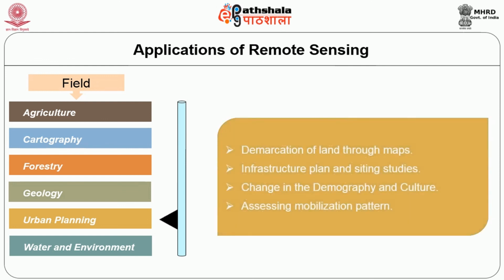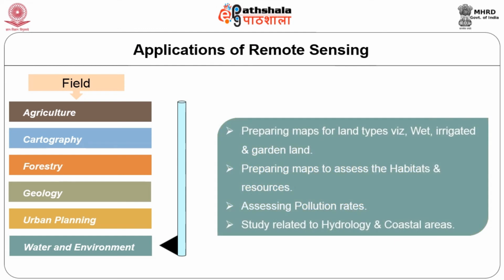Urban planning: demarcation of land through maps, infrastructure plan and siting studies, changes in demography and culture, and assessing the mobilization pattern. Water and environment: preparing maps for land types, preparing maps to assess habitats and resources, assessing pollution rates, and studies related to hydrology and coastal areas. So these are all the fields in which remote sensing is applied.